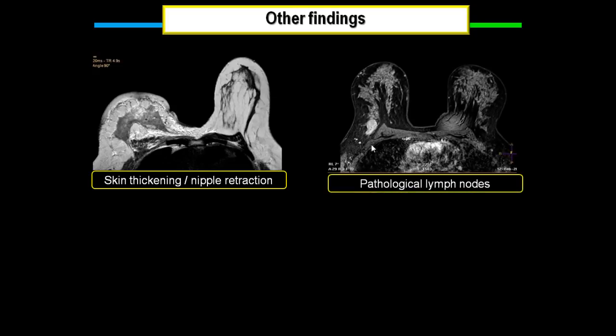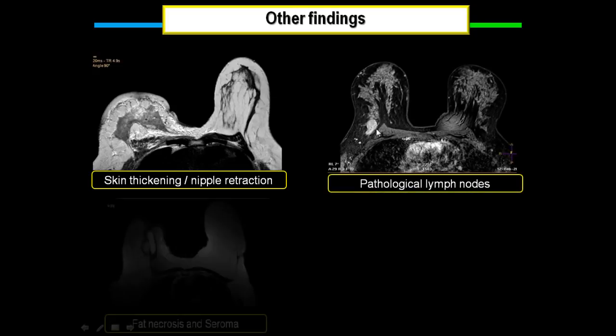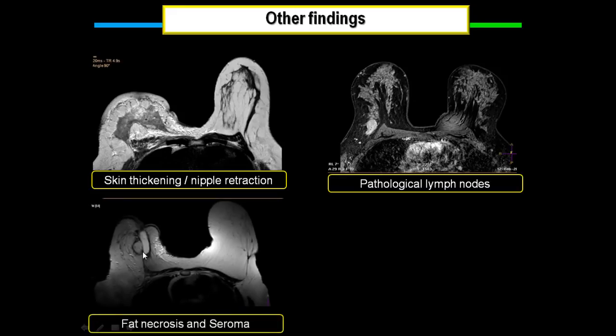We should report the presence of pathological lymph nodes. We should also mention the presence of fat necrosis and seroma, and these are usually assessed on the pre-contrast images. And this was an operative bed. This is the seroma with an adjacent area of fat necrosis.